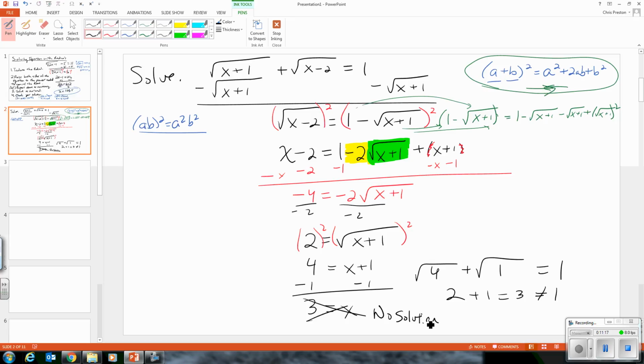Which isn't surprising. I just made this problem off the top of my head, so it's not surprising it wouldn't work. I could have changed things around to make it work, maybe put a minus sign. If this had been a minus sign, then it would have worked out. But I didn't do that, so sometimes you get answers and sometimes you don't. No solution.